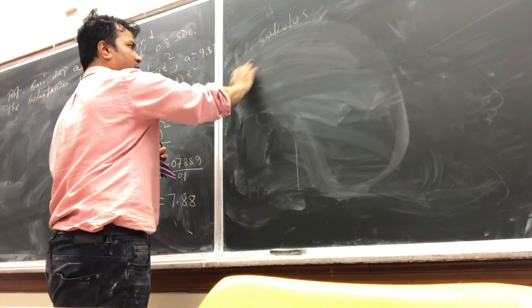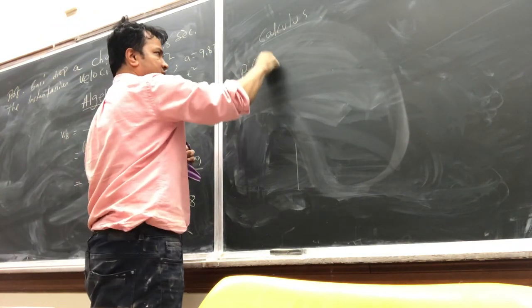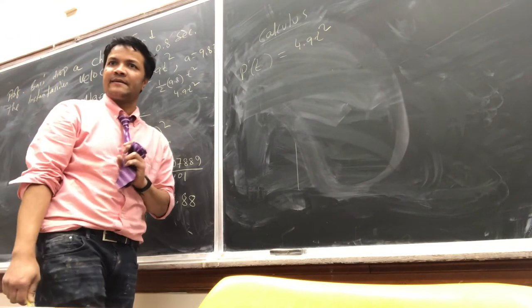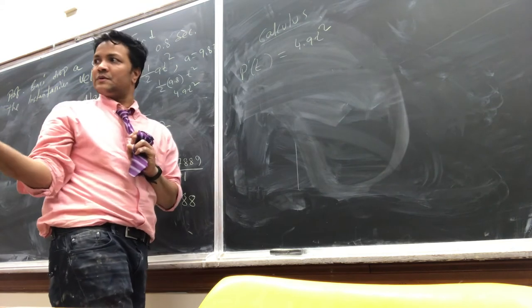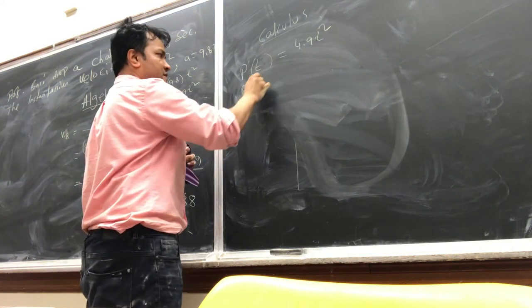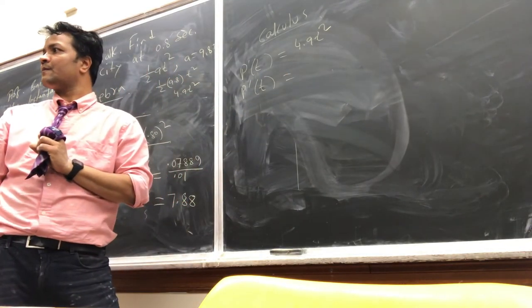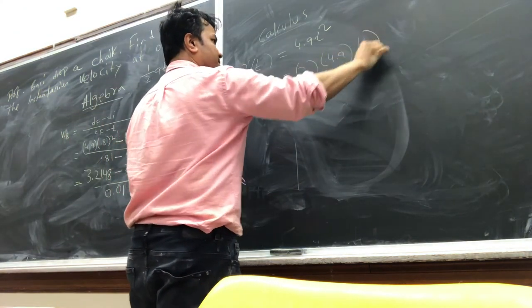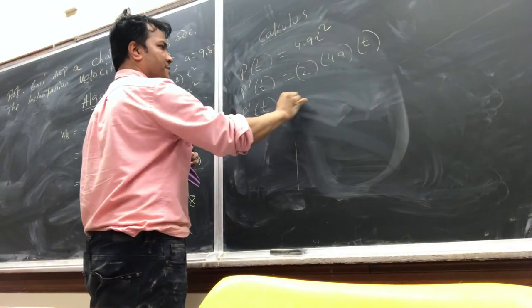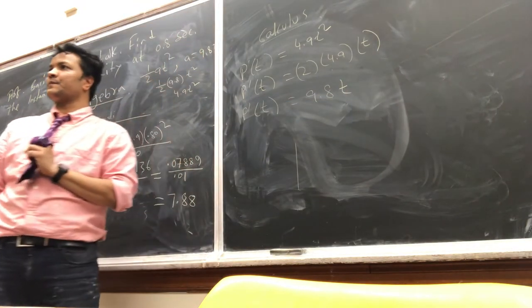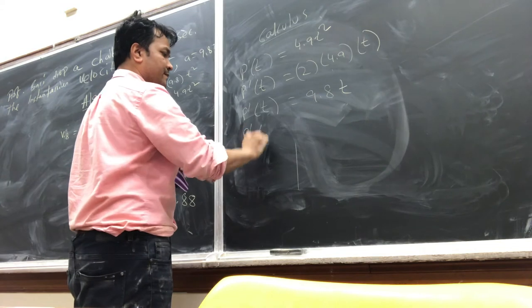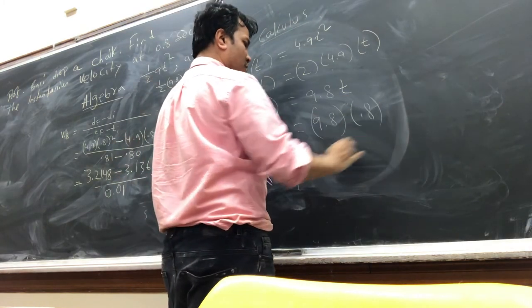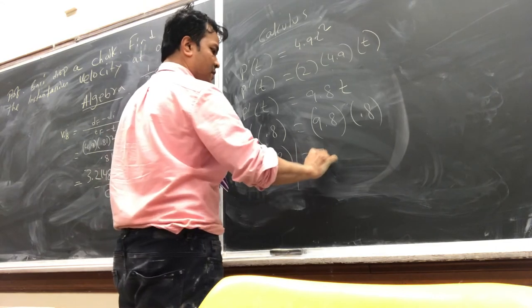I should write maybe p of t. P of t is what? 4.9 t squared. Okay, I can use the power rule, can I? Tell me what to do. P prime of t is equal to? Two times 4.9 times t. 9.8 t. What should I do now? Plug in t. What is t? 0.8. Very nice. And that would be 9.8 times 0.8. And that is how much? 7.84.